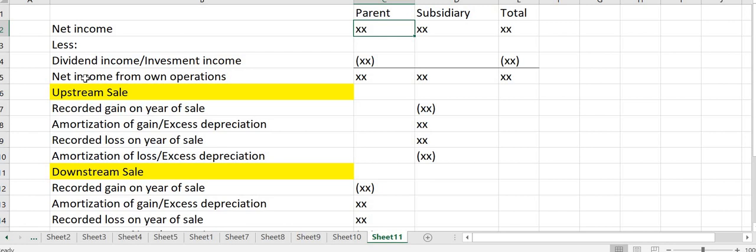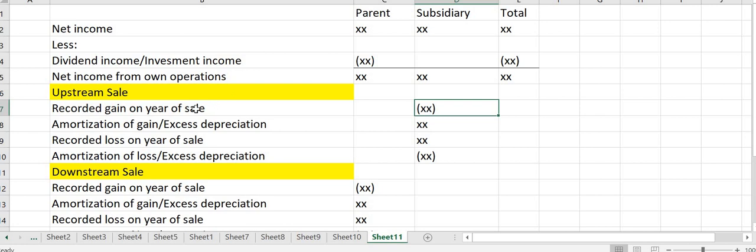Okay? So, yung formula. So, if gain yung acquisition, the recorded gain on year of sale should be deducted. Kasi, rationale is that, yung reported net income ni subsidiary includes the gain on sale. Di ba? We are to eliminate the gain on sale. So, dapat i-deduct natin yung gain on sale. Okay? Yan siya. Pero, mag-deduct ka lang ng gain on sale on the year of sale.